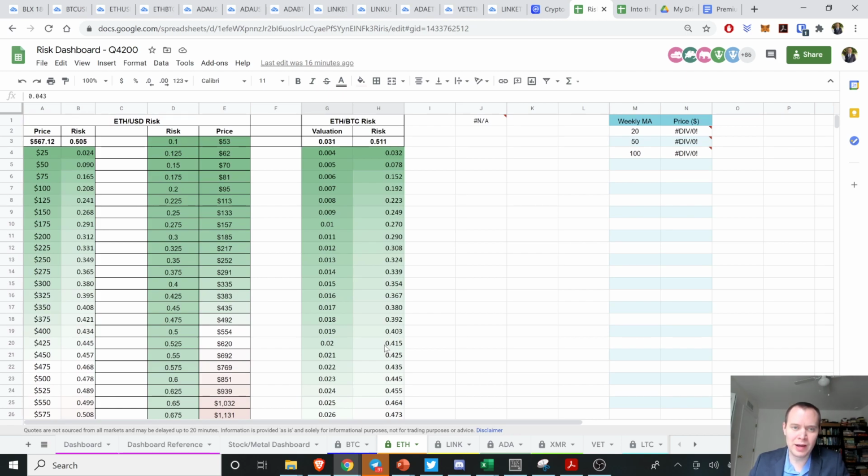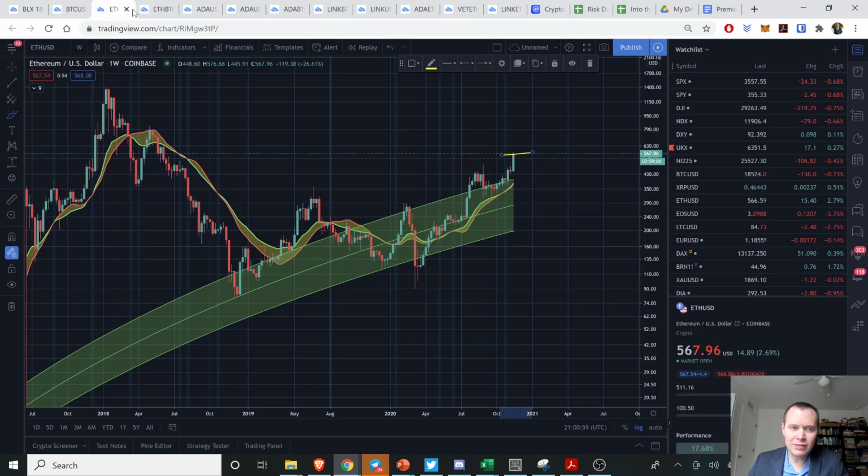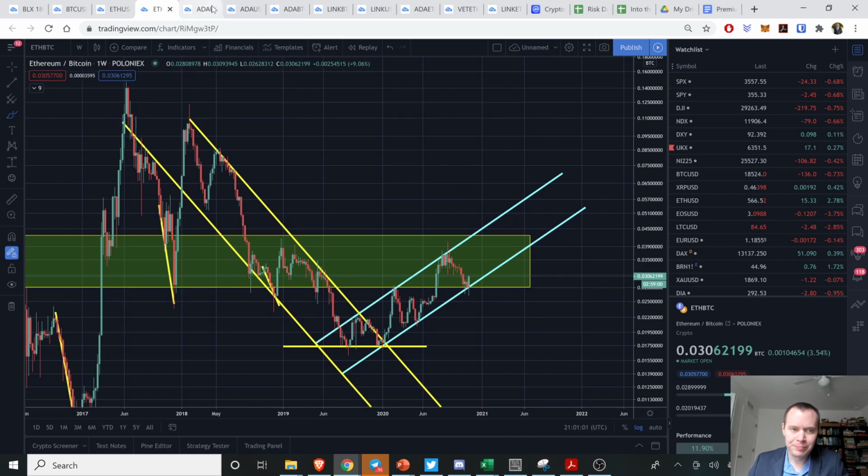So if it gets to that point, rest assured I will be taking profits. I might take profits before then, but I definitely would take profits at that point, corresponding to 1/10 of my Ether, because we're still somewhat playing in the sandbox, even at these risk levels.